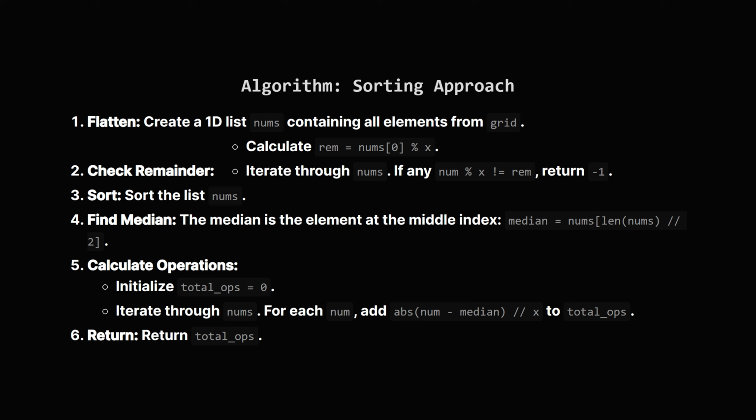Fifth, we calculate the total number of operations. Initialize a variable total_ops to 0. Iterate through each number num in the list nums, sorted or unsorted doesn't matter at this point. For each num, calculate the absolute difference abs(num - median), divide it by x using integer division, and add the result to total_ops. Finally, return the calculated total_ops. This is the minimum number of operations required.